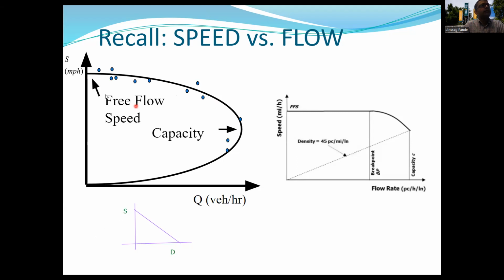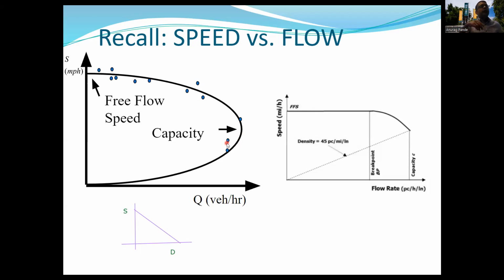It's a parabolic relationship. As the flow increases first, the speed comes down, and then at some point it reaches capacity. You could obviously have more demand at that point, but the flow rate cannot exceed this because the traffic will jam up and not as many vehicles would be able to pass the highway point. Flow will drop overall, and then the speed will drop as well.